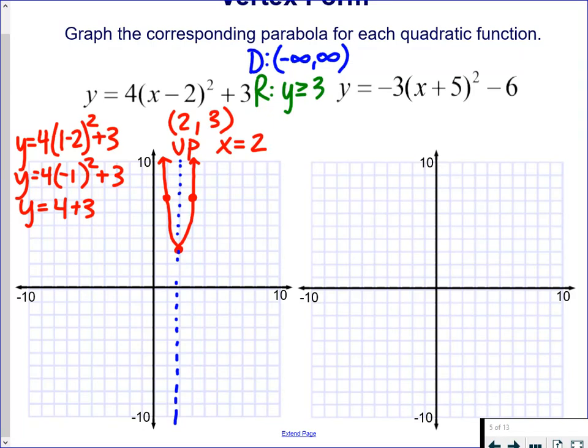Okay, so I look at my range, my Y values. My graph doesn't begin until 3, and then it goes on past that. So that's why we said Y is greater than or equal to 3. Okay, go ahead and graph the next one and give me all that information with it.